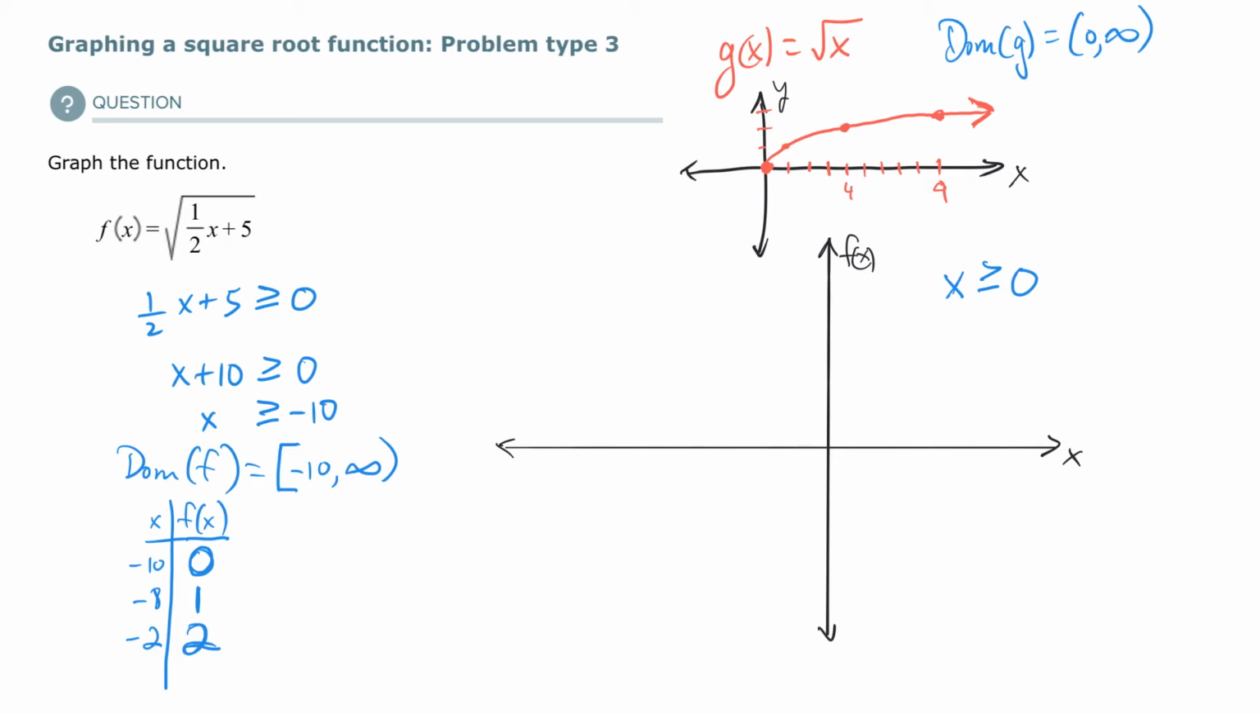Let's plot these ordered pairs. I guess I could draw this to scale. And then we have 1, 2, 3. Do the best you can there. You might have your own graph paper. That always helps.